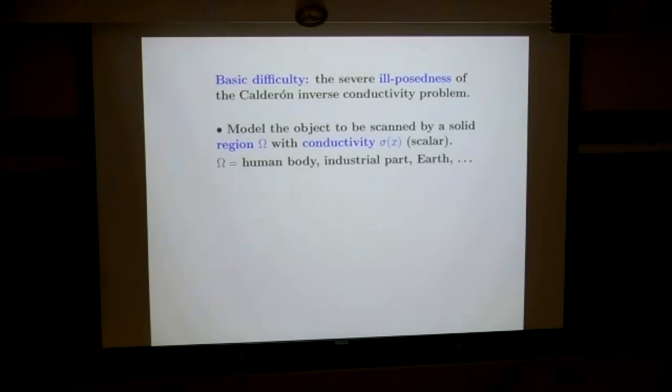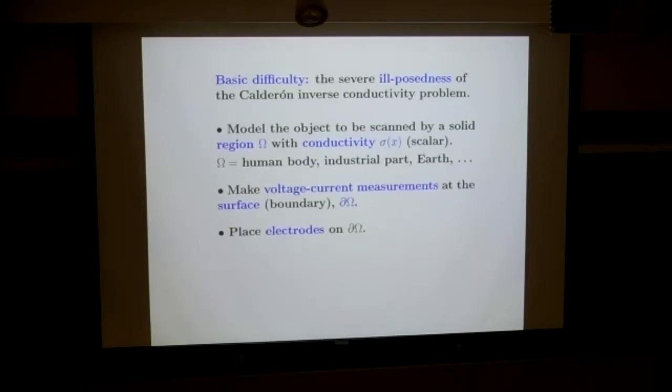So we have this region omega in either two or three dimensions, and we want to make voltage and current measurements at the boundary, or the surface, of omega. This is what you would call a near field measurement, as opposed to, for example, quantum mechanical scattering theory, where you do far field measurements: you send in a wave from very far away, it interacts with something, and then you make another measurement very far away. These measurements are being made very close to the object in question. So in this case, we want to place electrodes on the boundary of this object.